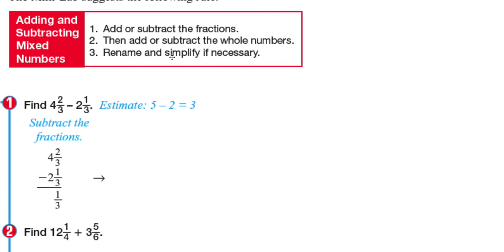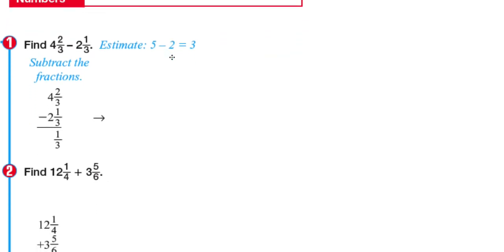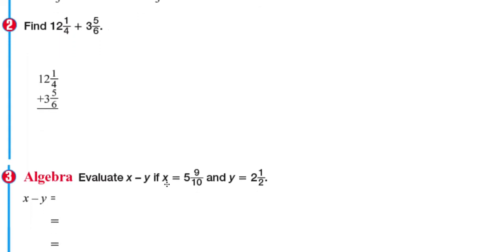Step number 2 is to add or subtract the whole numbers. So now, after subtracting 2/3 minus 1/3 gives us 1/3, we subtract our whole numbers. 4 minus 2 will give us 2. So you end up with 2 1/3. Let's take a look at example number 2.